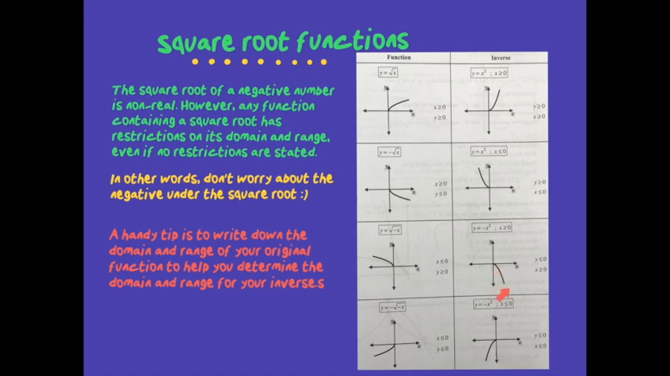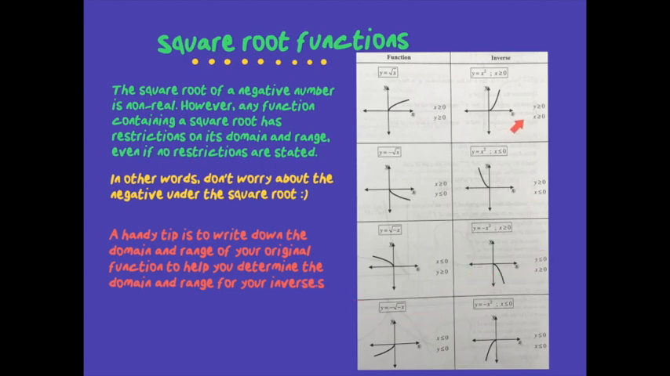So y is equal to negative x squared. Your y values are negative, but the x values are positive. When you switch to the inverse, you get y is equal to positive root of minus x. So here, because there are restrictions on the domain and range, it doesn't matter that you've got that negative under the square root sign. So we're saying don't worry about it. It's fine. You are correct. It's a handy tip to write down the domain and range of your original function to help you determine the domain and range of your inverses.